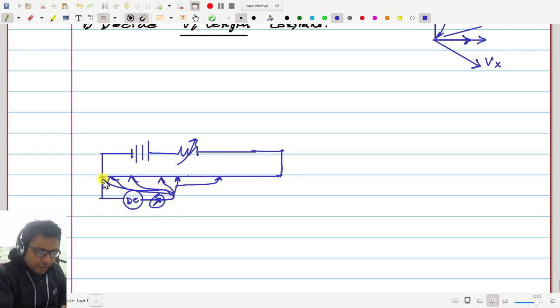That means even 0 voltage is not close enough to this unknown voltage. So now we have to go to negative voltage. For that, either you reverse this, or you reverse this.